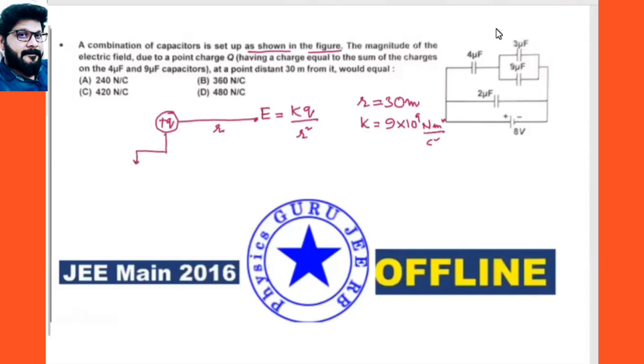But what we require to calculate is this charge, which is the sum of the charges of 4 microfarad and 9 microfarad. If I take this as Q1 and that as Q2, then Q should be Q1 plus Q2. So we have to calculate the charges on 4 microfarad and 9 microfarad. How to calculate this?